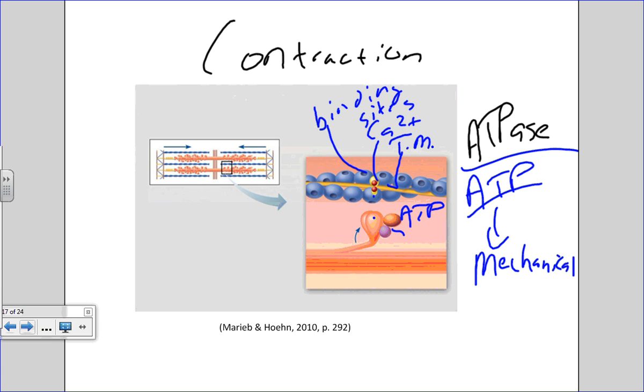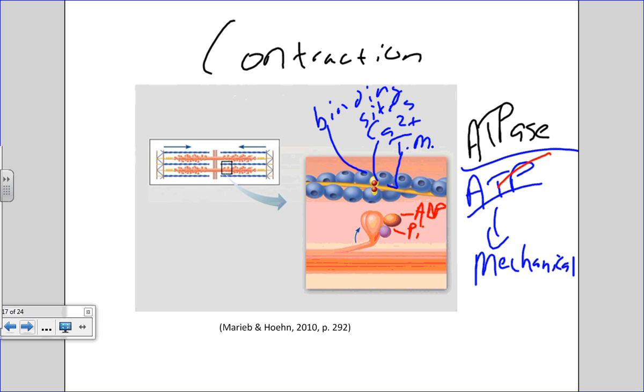So what's going to happen is when we want this myosin head to get up there and bind with and interact with actin, we have to hydrolyze ATP. Okay, so what this essentially is, this is ADP and a phosphate. ADP stands for adenosine diphosphate. So what we did is we cleaved off one of the three phosphates.